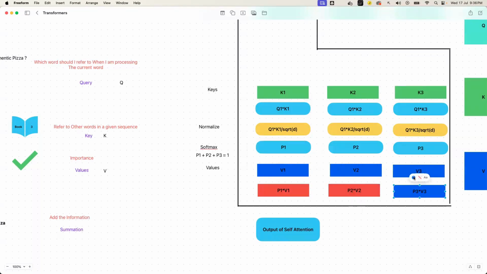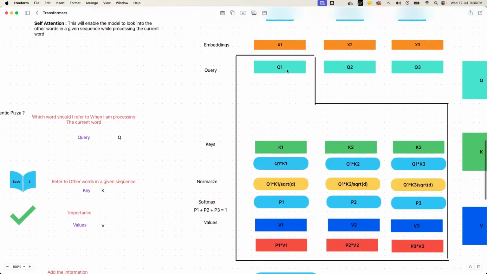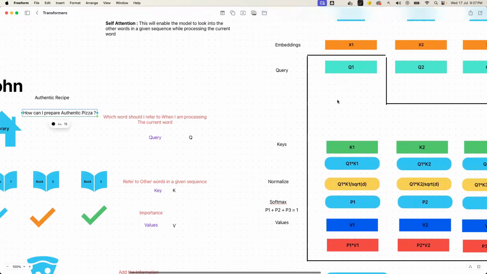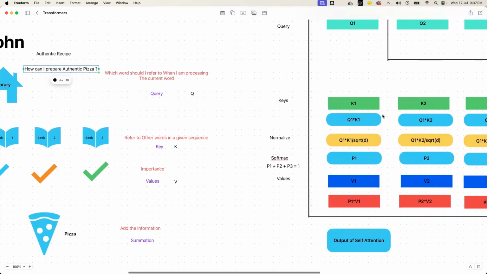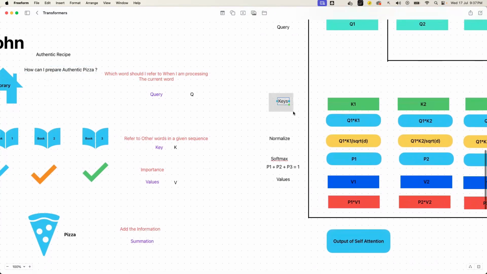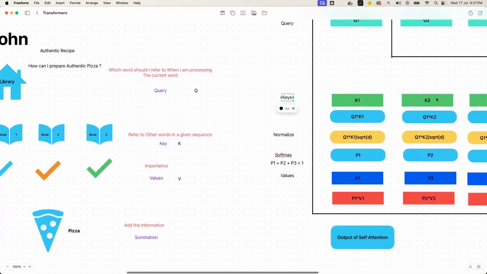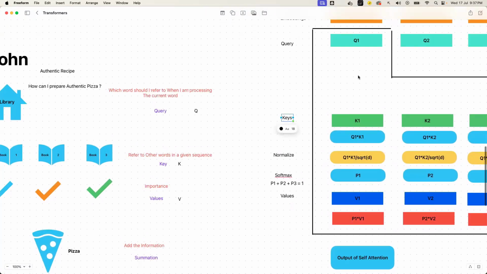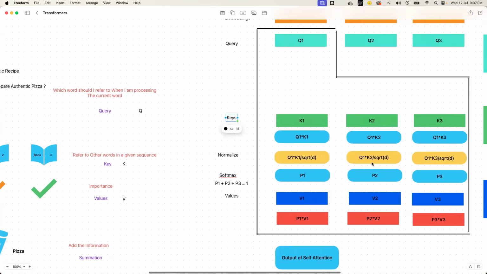Let's recap and connect to the story so that you have a better understanding. Here we've got a question, think of it as the same original question: how can I prepare authentic pizza? Just like he goes to the library, we already have a library with us. That's the keys: book 1, book 2, book 3. From each book, we are going to perform a query. Just like John goes through each and every book and gets the information, mathematically I'm just multiplying them. That will give me the output.